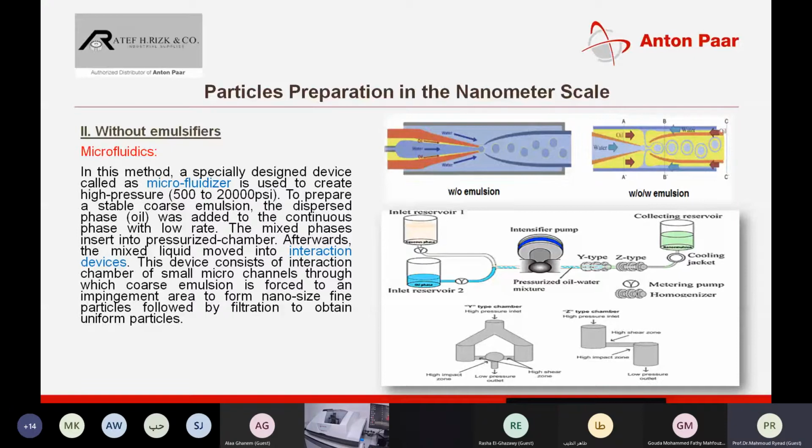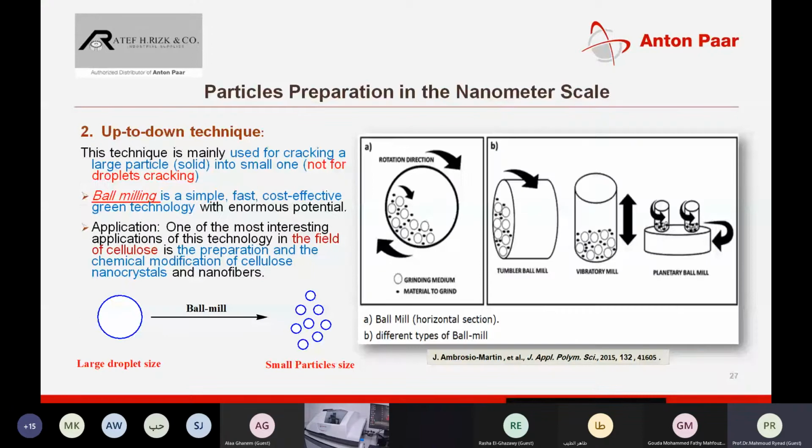The second technique is the top-down technique. This technique is mainly used for cracking large solids into small ones, not droplet cracking, only solid cracking. The famous instrument used for this is ball milling. This instrument is very simple, fast, and cost-effective green nanotechnology.